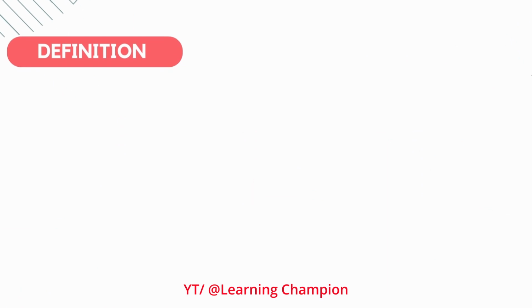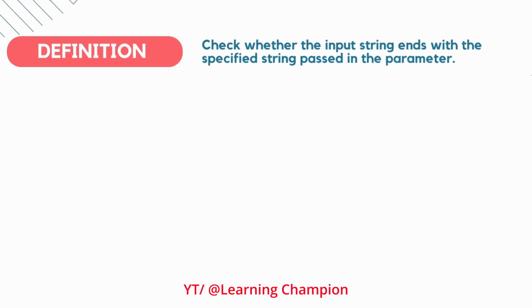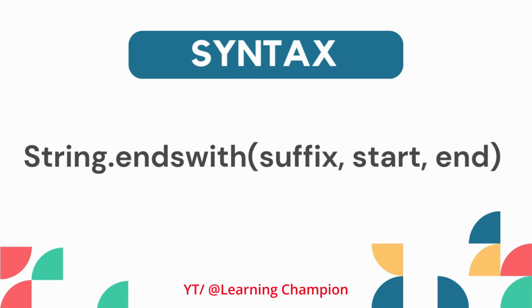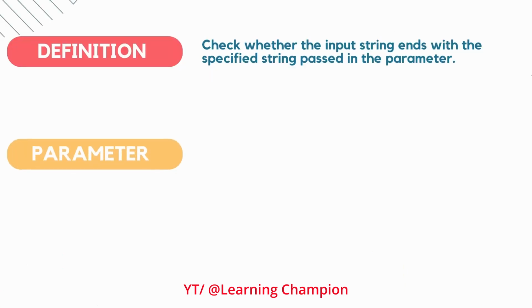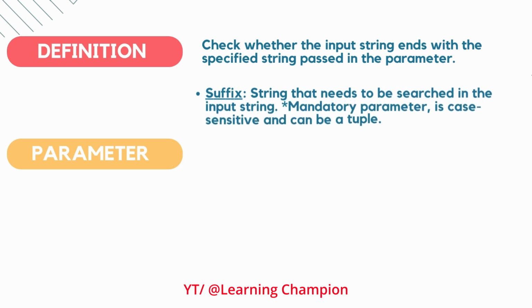Let's start today's video by understanding the definition first. As the name suggests, this function will check whether the input string ends with the specified string passed in the parameter. The syntax of this method is string.endswith and has three parameters. The first parameter, suffix, is the string that needs to be searched in the input string. Remember, this is a mandatory parameter and is case sensitive. This parameter can also be a tuple.